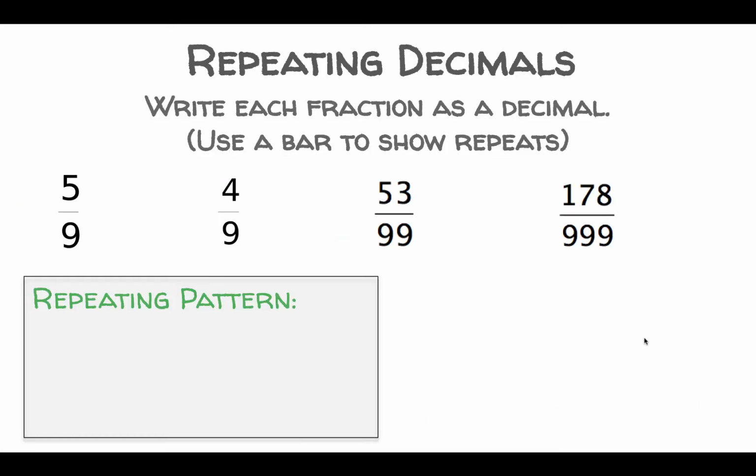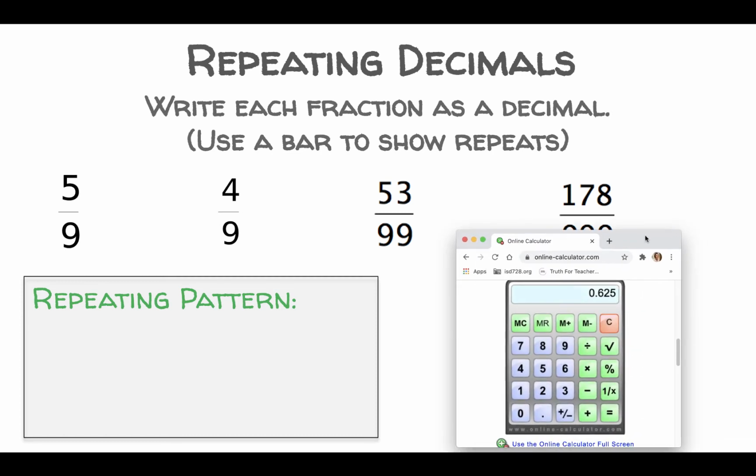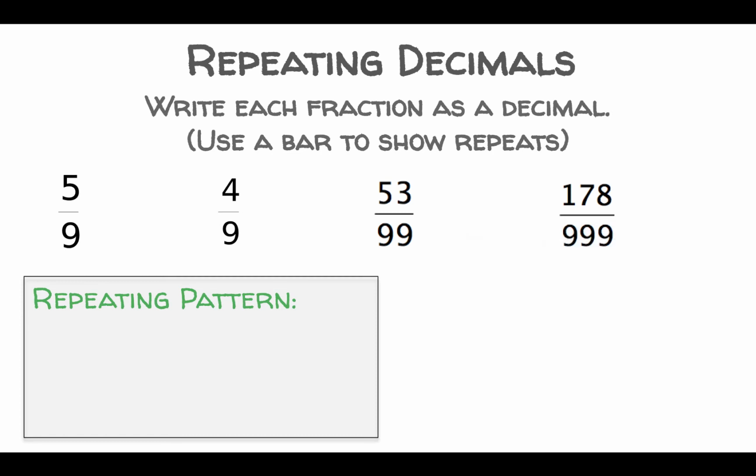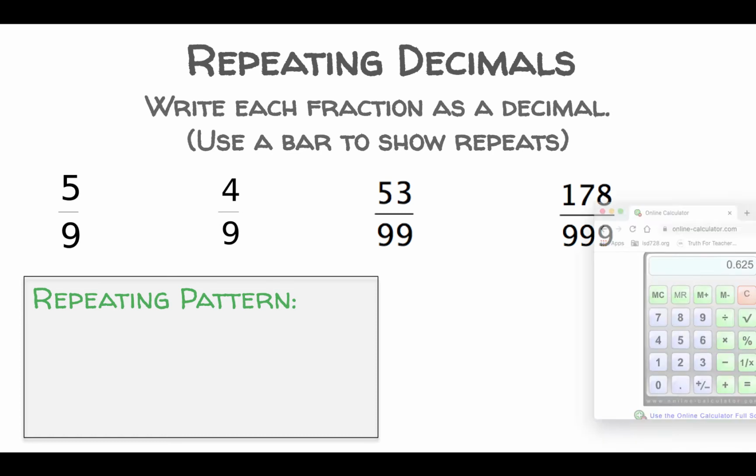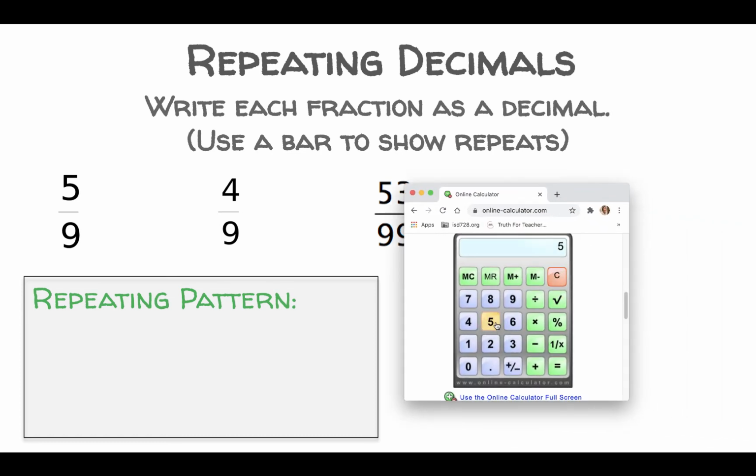Still working with fractions and changing them to decimals. Make sure you have that calculator handy still. This time, our fractions are going to give us decimals that repeat. And when we have repeating decimals, to show the digits that repeat, or the digit that repeats, we got to make sure we use the notation bar.